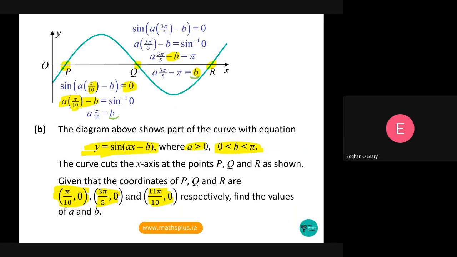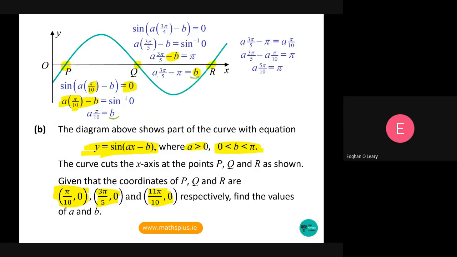You're saying b is equal to a times pi over 10, and b is equal to a times 3 pi over 5 minus pi. Of course, b is equal to b, so therefore the two left-hand sides in this case are equal to each other. a times 3 pi over 5 minus pi is equal to a times pi over 10. You're looking at it there and saying, okay, what am I going to do with that? It still looks awkward with pi and everything, but you just keep going forward. Your a is your variable that you're trying to isolate.